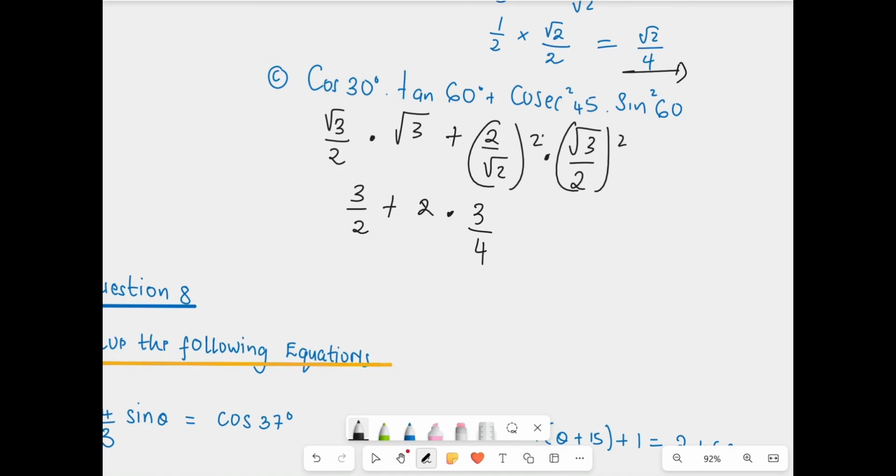Now, this is the same as 3 over 2 plus 2, which can divide into 4, or can divide into 2 once, and it can divide into 4 twice. So now what is 1 times 3? It is 3, and then over 2. And then 3 over 2 plus 3 over 2. This is 1,5 plus 1,5. The answer will be 3. So the answer here is equal to 3.